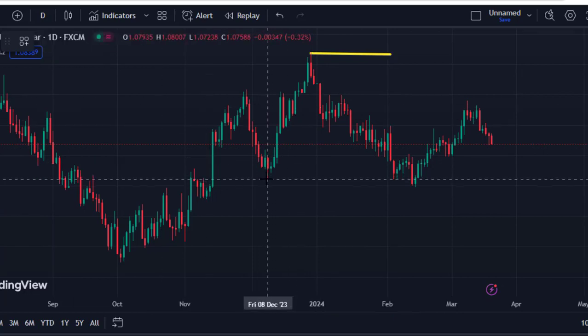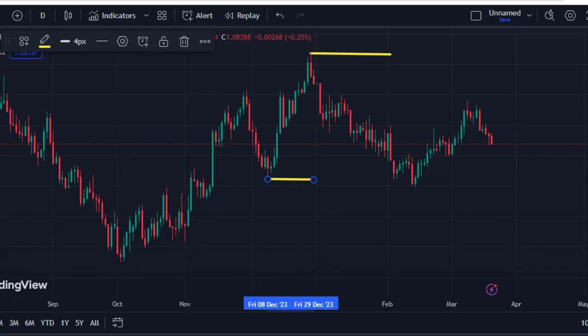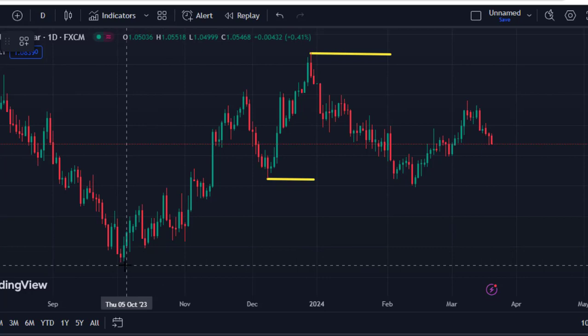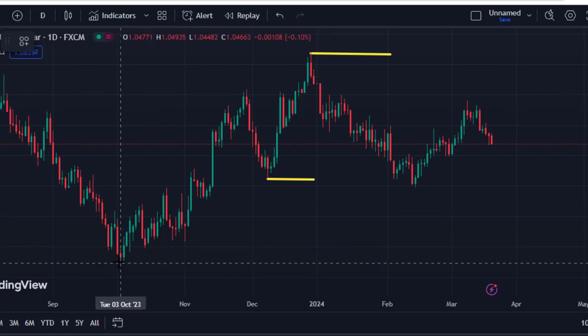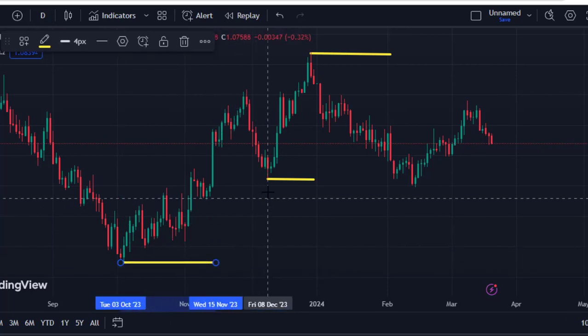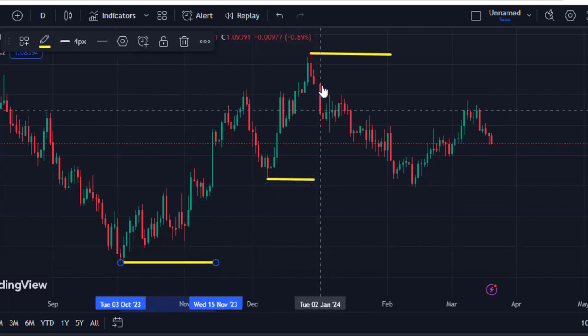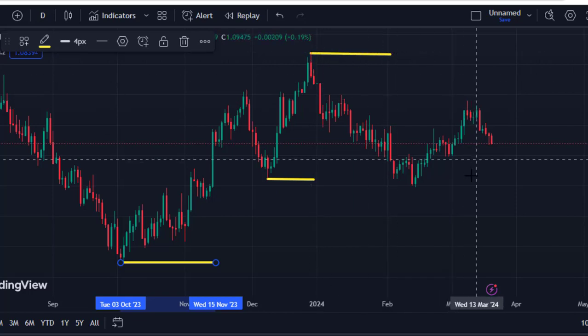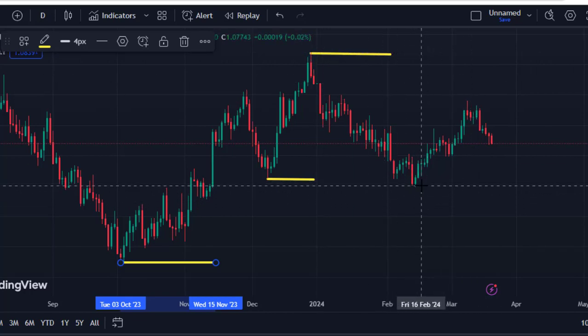Before the market comes back to the downside, we have liquidity at this area as well, at this point, and we have liquidity at this area as well, on the chart. So there is liquidity at this point. What that means is that there is money at this area, there is money at this point, there is money at this area, and also there is money at this point.